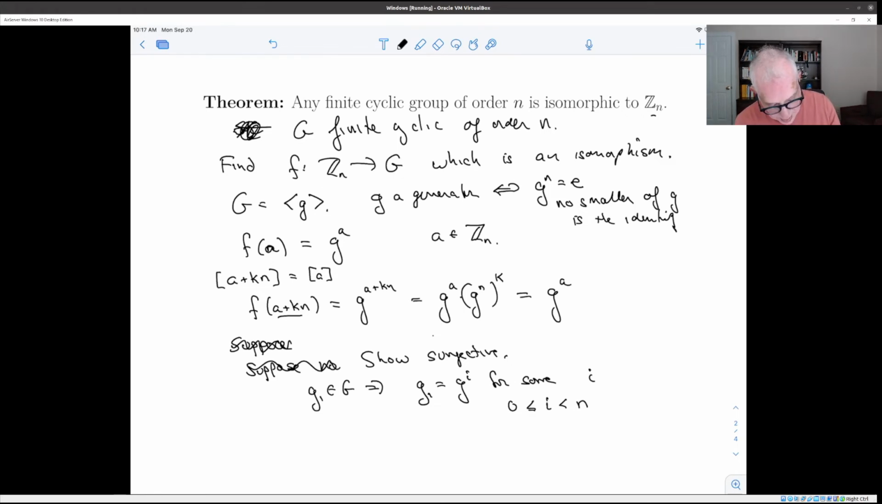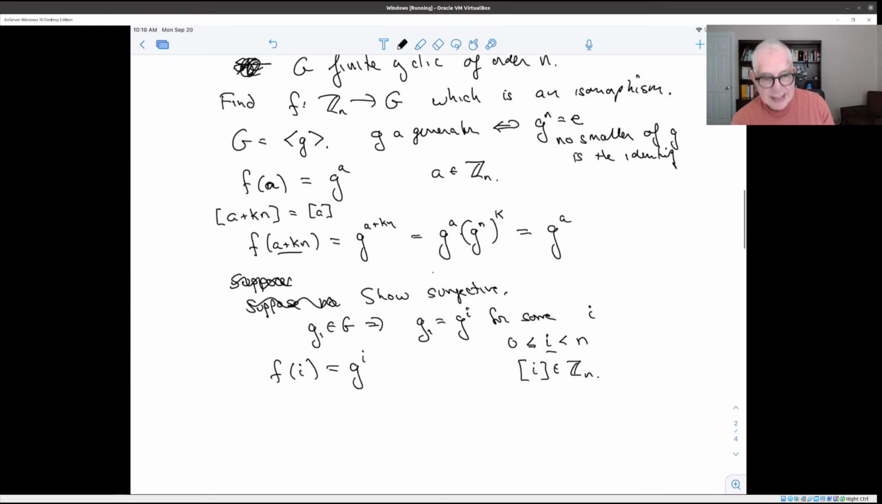And therefore, I see that if I take f of i, that's going to be g to the i, where I've now chosen this i, the congruence class of i in Zn. So that shows that I can get any power of g that I want in the range from 0 to n minus 1 by taking a representative from 0 to n minus 1 in Zn.